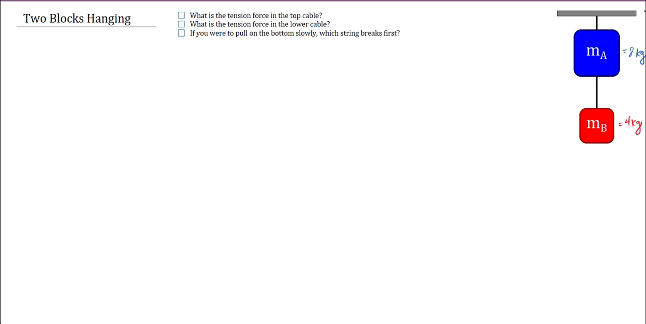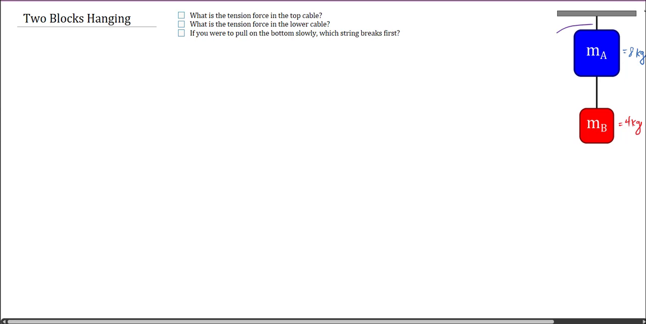Here we're going to analyze the situation where there are two blocks hanging above and below each other, the top block being attached to a ceiling. And we want to figure out what is the tension in the top cable, what's the tension in the cable between them, and also at the end, if we were to pull on the bottom block slowly, which cable would break first.